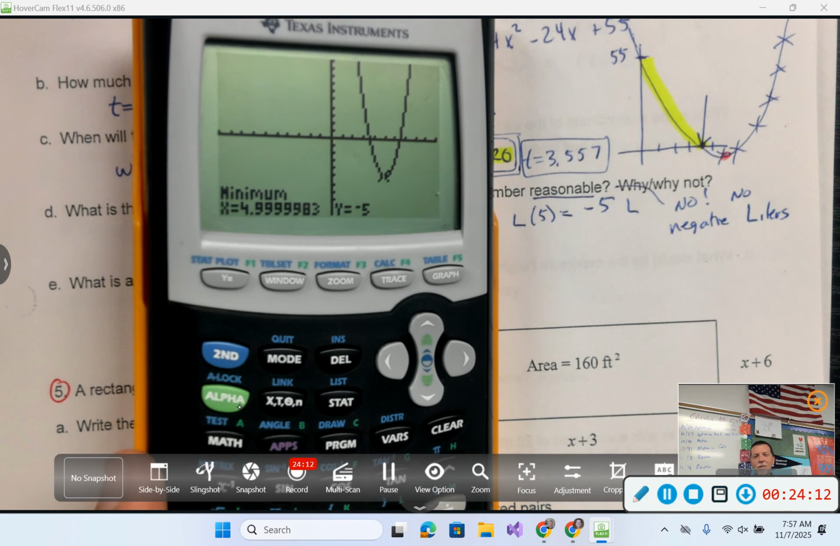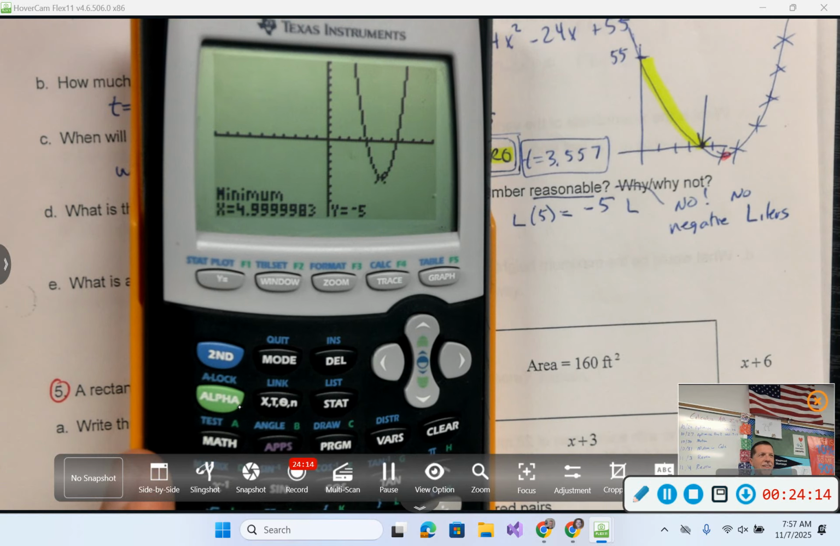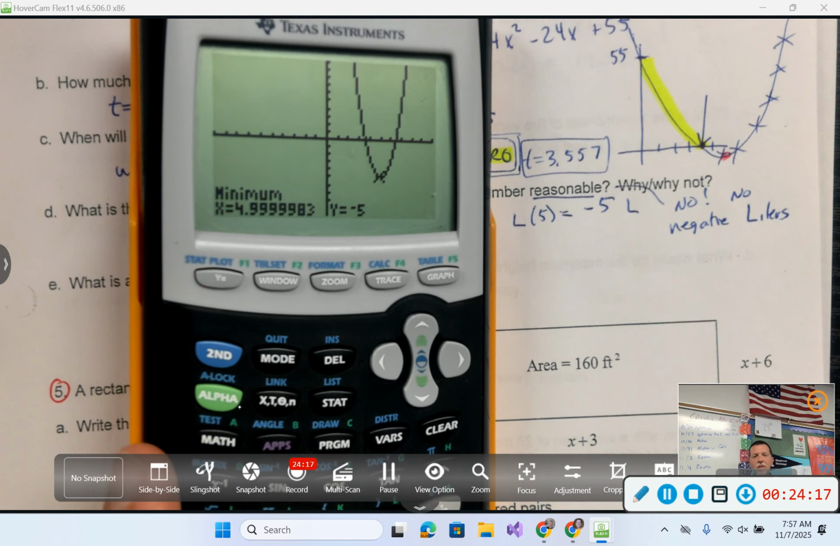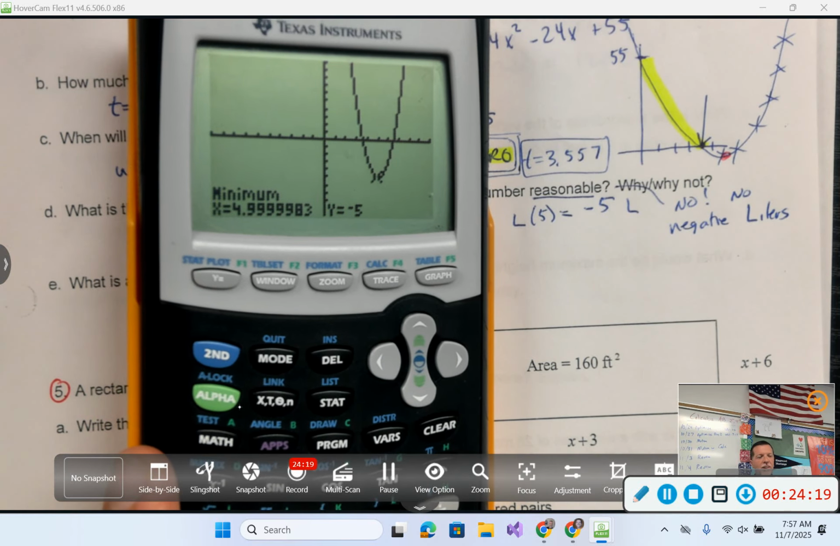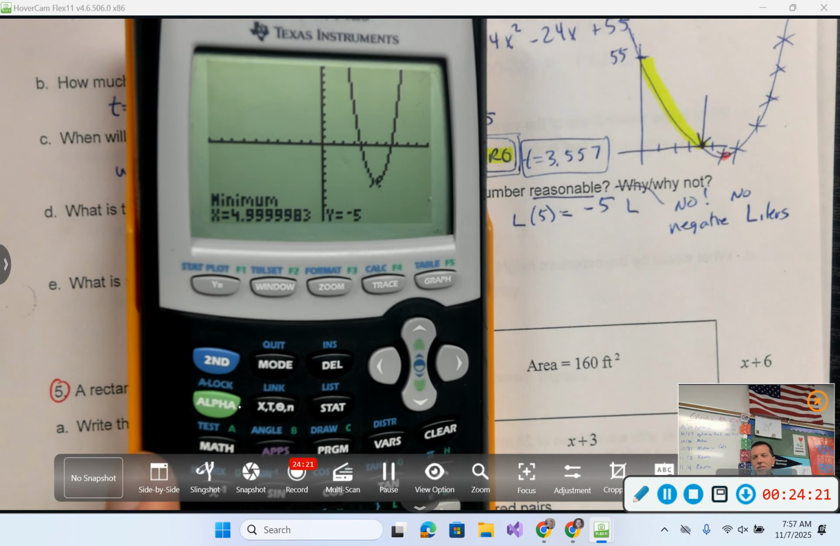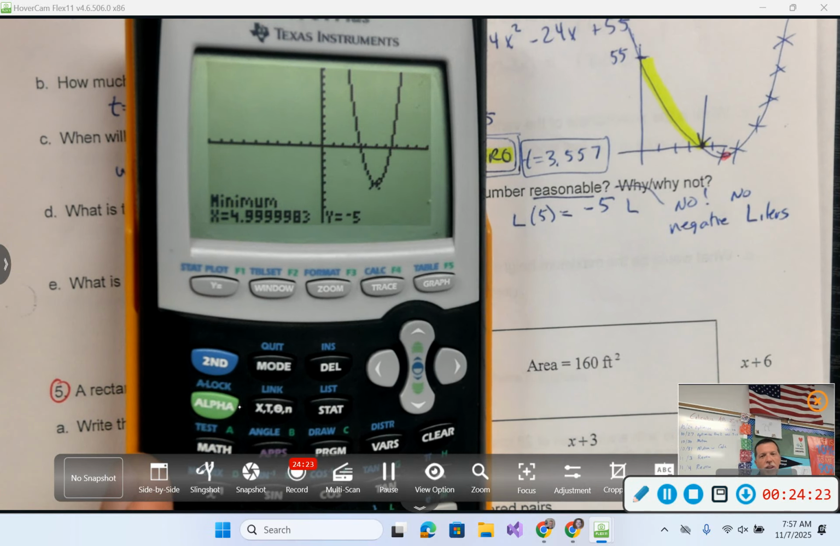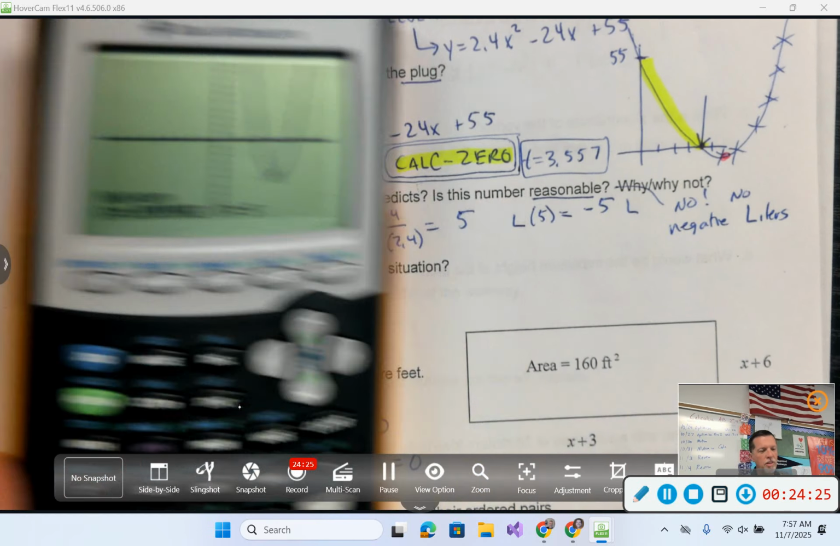4.999999983, what's that equal to? 5. So be careful when you're using your calculator. It does things numerically, so sometimes it gets a little bit weird at the very end. But to the nearest 3 decimals, that's 5.